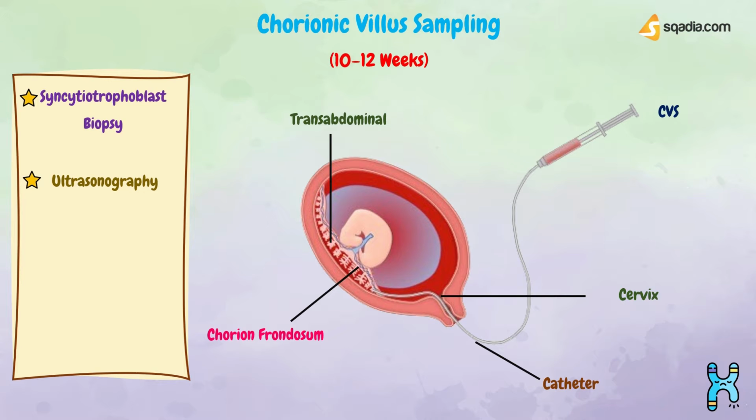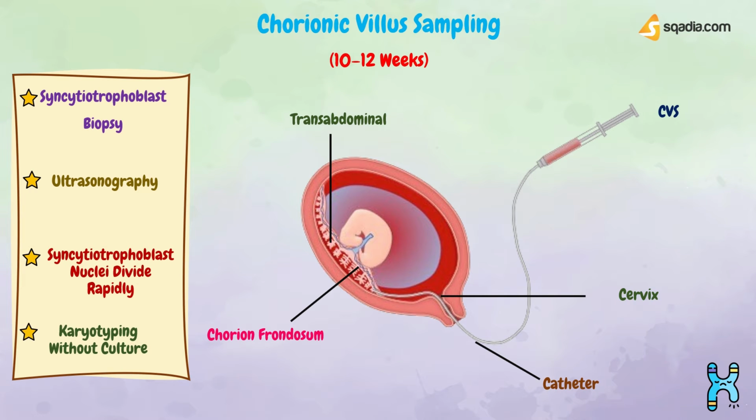The early timing allows diagnosis by about 12 weeks. But there is an associated risk of 0.5 to 2% above the spontaneous abortion rate of 7%. Since syncytial trophoblast nuclei divide rapidly, karyotyping is possible without culturing. But cultured material provides more reliable results. DNA can be isolated directly from chorionic villi for molecular testing.